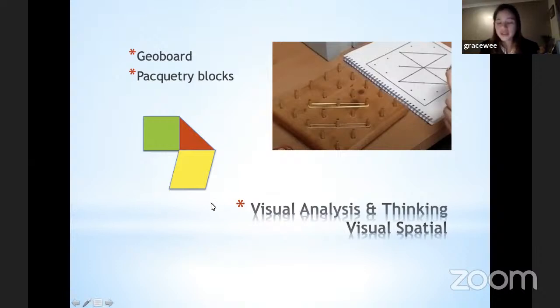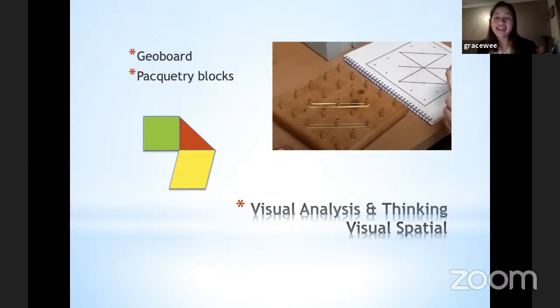Another visual analysis game, as I mentioned earlier, is parquetry blocks. This is an example of parquetry blocks, actual flat wooden blocks, typically shaped in a square, triangle, and a diamond or rhombus. Normally the optometrist or the vision therapist will have their own set of blocks, and the kids will have their own set of blocks. Whatever pattern the vision therapist or the optometrist makes, the kid has to replicate and make the same pattern.